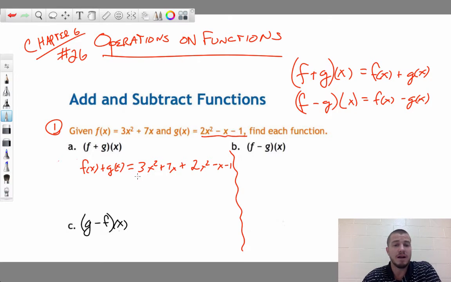So now it's just combining like terms. 3x squared plus 2x squared becomes 5x squared. 7x minus x is positive 6x. Plus 6x, and my only constant is 1, so minus 1. And that is f plus g of x.